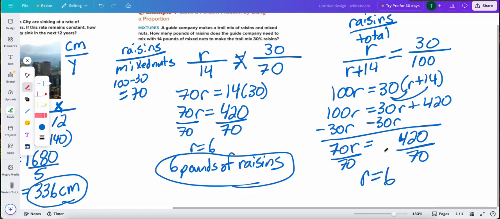So this is just two different ways you could solve it. It just depends if you wanted to do raisins to mixed nuts ratio or raisins to total ratio. So, like I said, I think cross multiplication is the easiest, but you can technically use any of the methods that I showed in today's lesson.